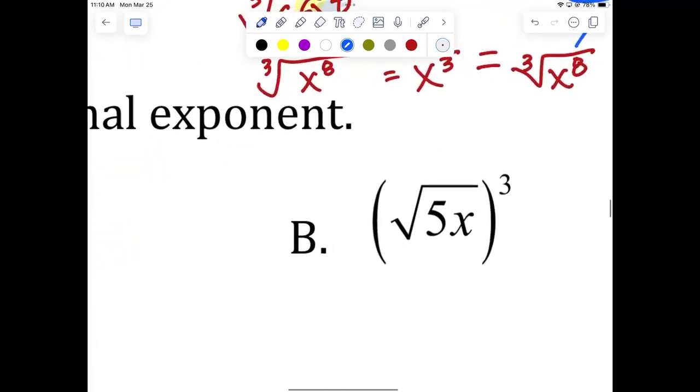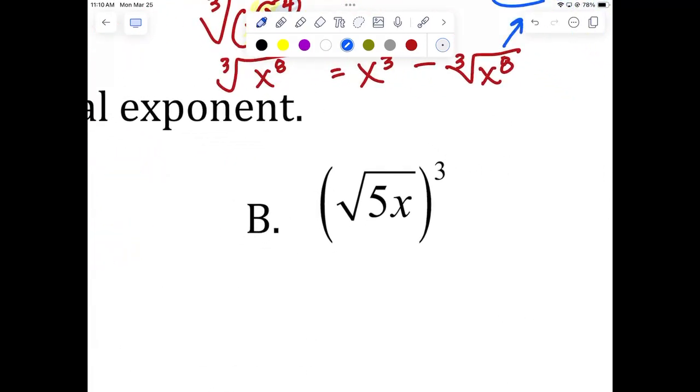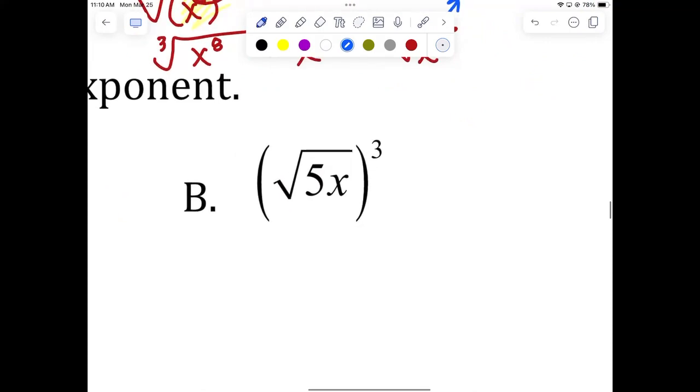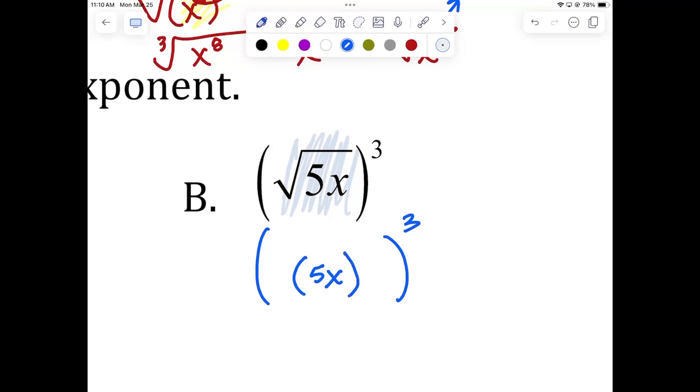Okay. Holy crackerjack. This is the what the heck? Okay. All right. It says to write it using a rational exponent. Okay. Step 1, I have something to the 3rd power. I'm not going to focus on that yet. I'm going to focus on that. That is a quantity. The radicand is 5x. And because it's the square root, it's going to be to what power?